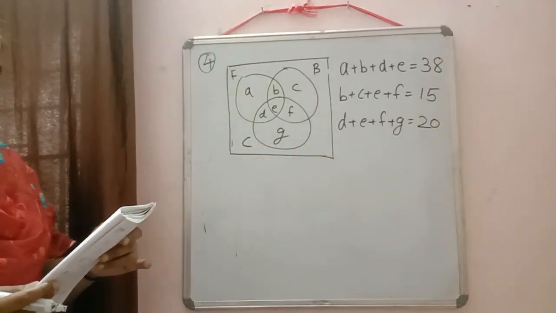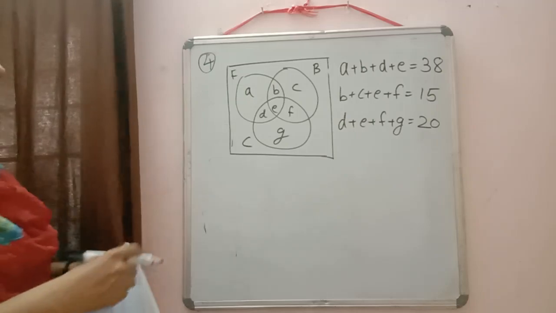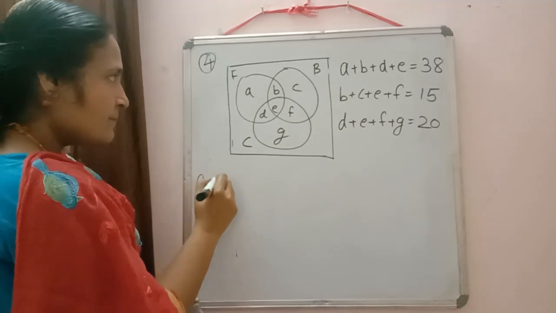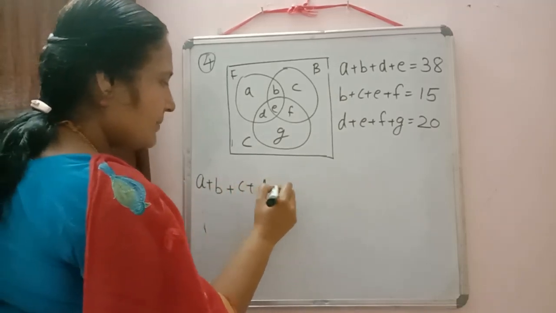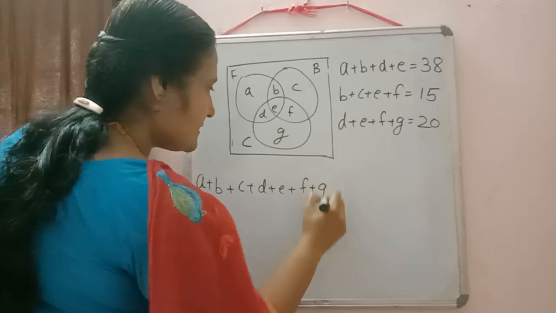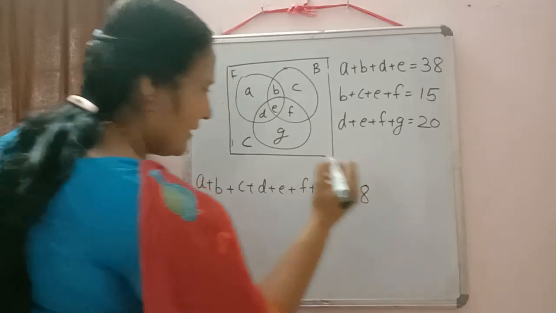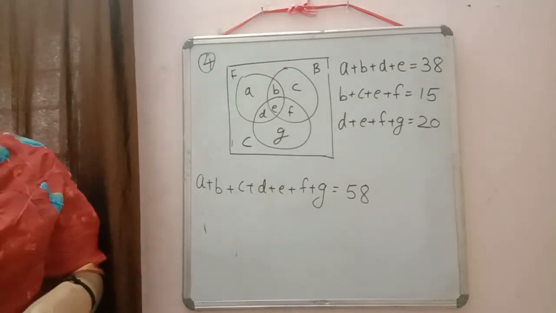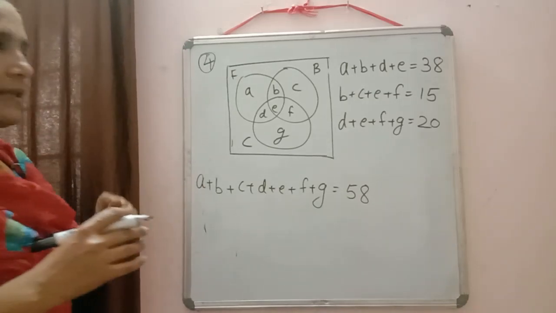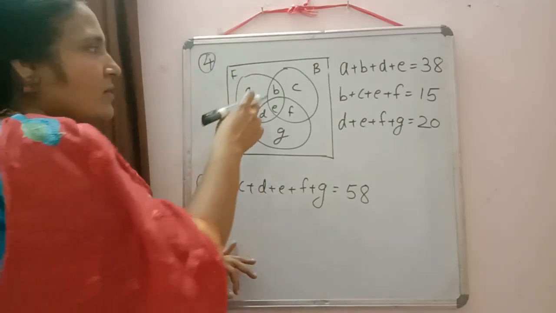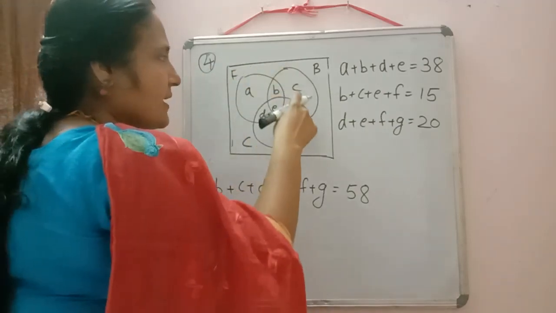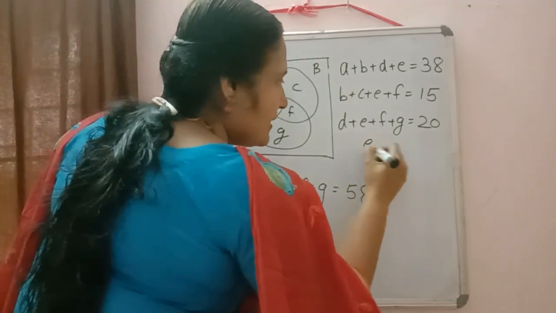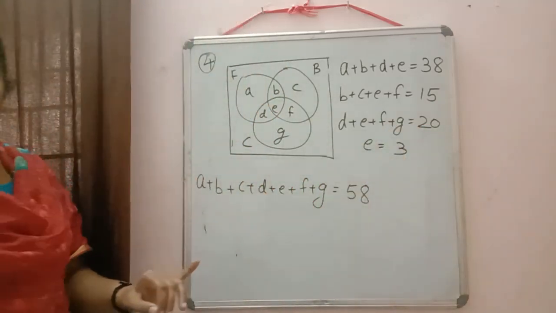If these medals went to a total of 58 men. So the total is given as 58. So the total I am writing here: A plus B plus C plus D plus E plus F plus G is equal to 58. And only 3 men got medals in all the 3 sports. All the 3 is represented by which region common to all the 3 sports? E. So the information given is E is equal to 3.